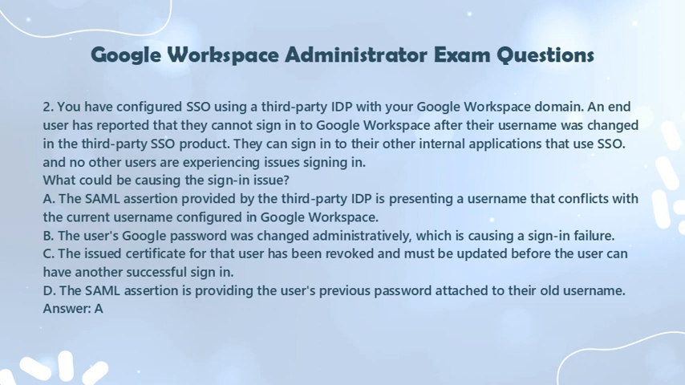A. The SAML assertion provided by the third-party IDP is presenting a username that conflicts with the current username configured in Google Workspace. B. The user's Google password was changed administratively, which is causing a sign-in failure. C. The issued certificate for that user has been revoked and must be updated before the user can have another successful sign-in. D. The SAML assertion is providing the user's previous password attached to their old username. Answer: A.